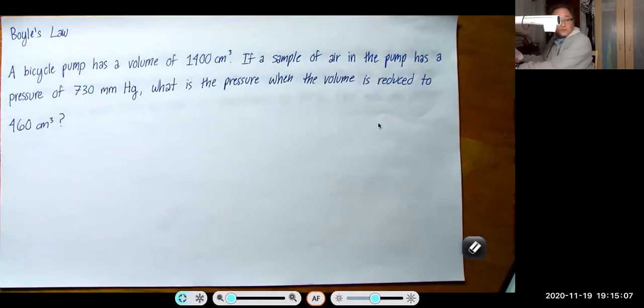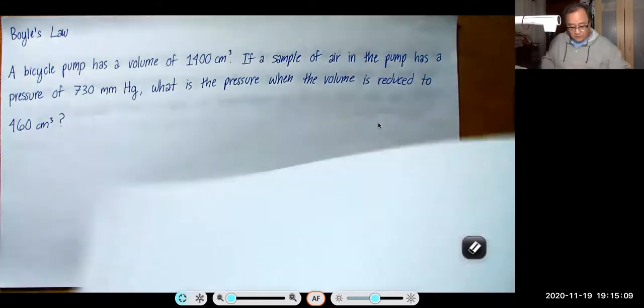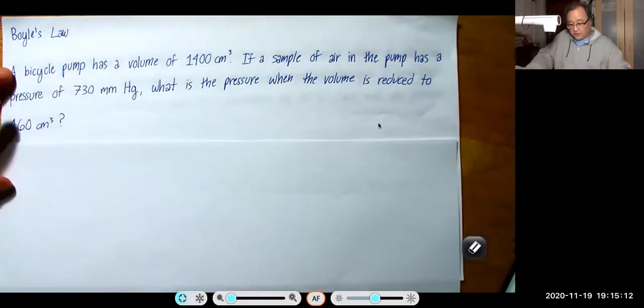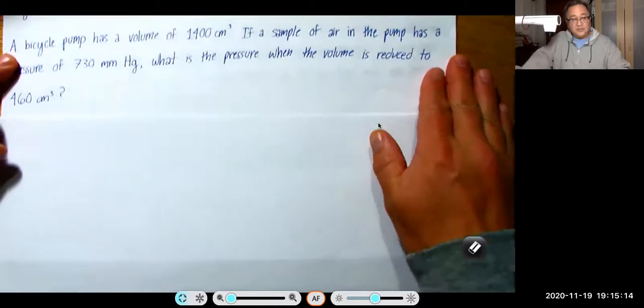So they tell us that this one is Boyle's law, but we don't care about that. So I'm going to move this up so that we can't see that.